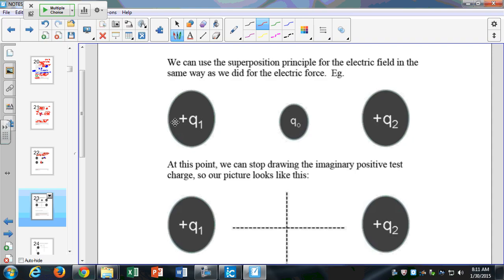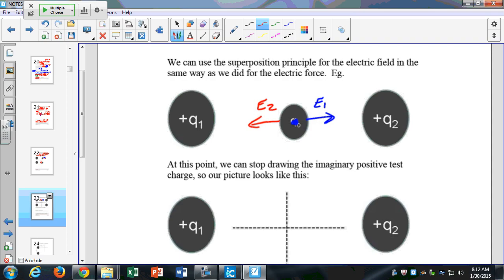Let's imagine here I have Q naught, and I want to know what is the electric field at a point where that positive test charge is. The electric field due to charge number 1 will be in that direction, and the electric field due to charge number 2 will be in that direction, because those are the directions that the forces would be. This charge would be repelled from this charge, so the field is in that direction due to this charge. This charge would be repelled from that charge, so the electric field is in that direction. Follow that? Sort of? We're going to do some examples.